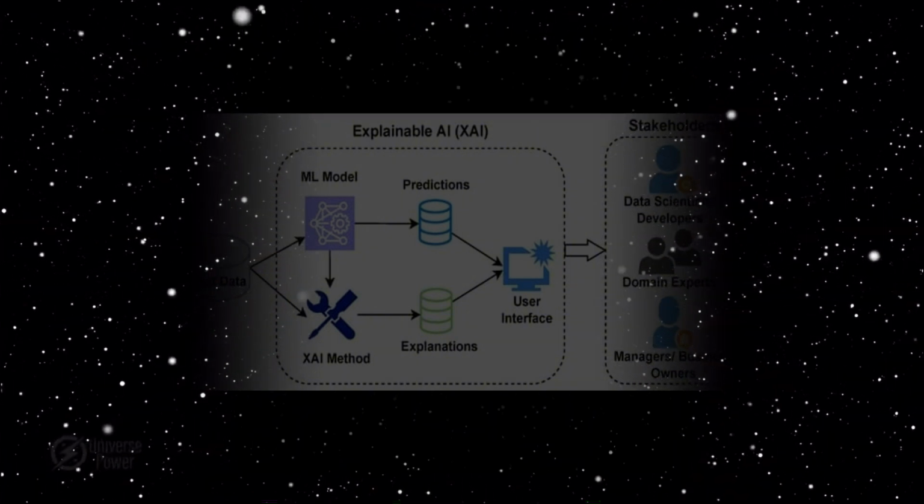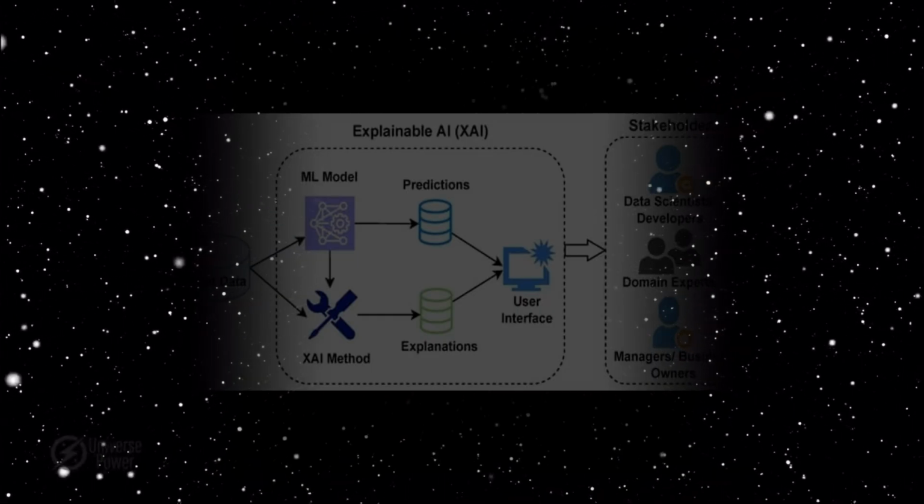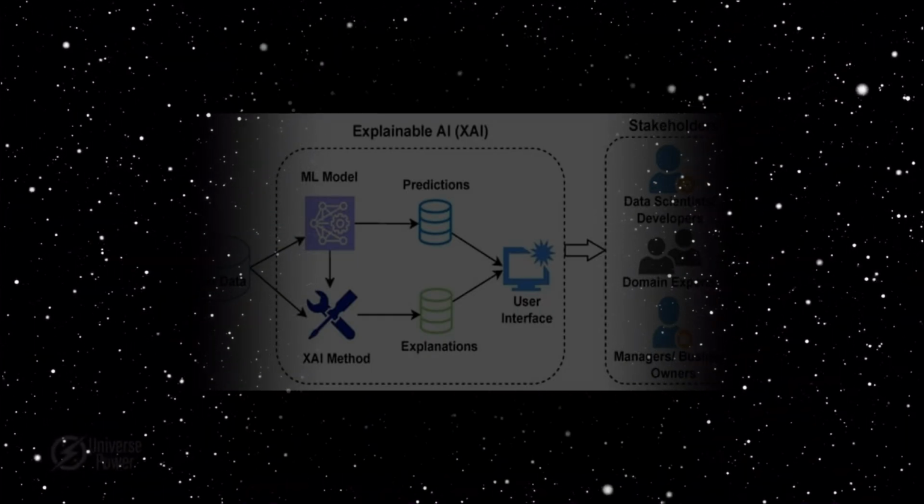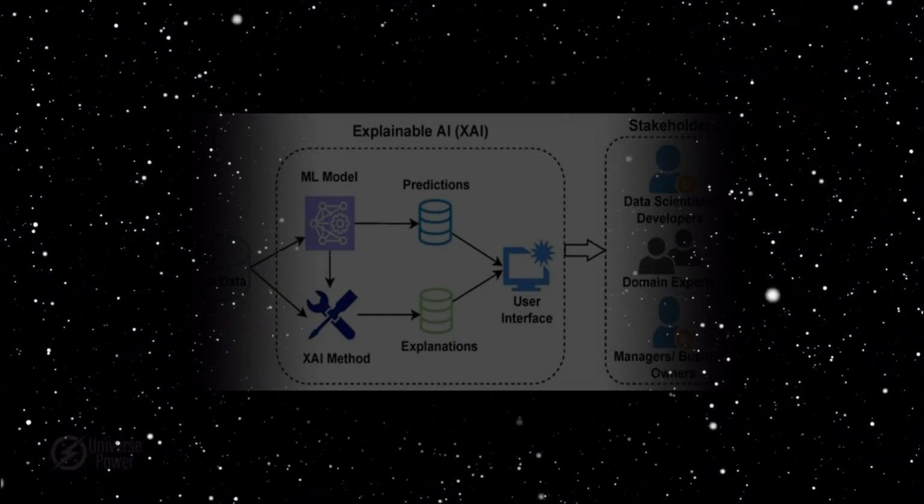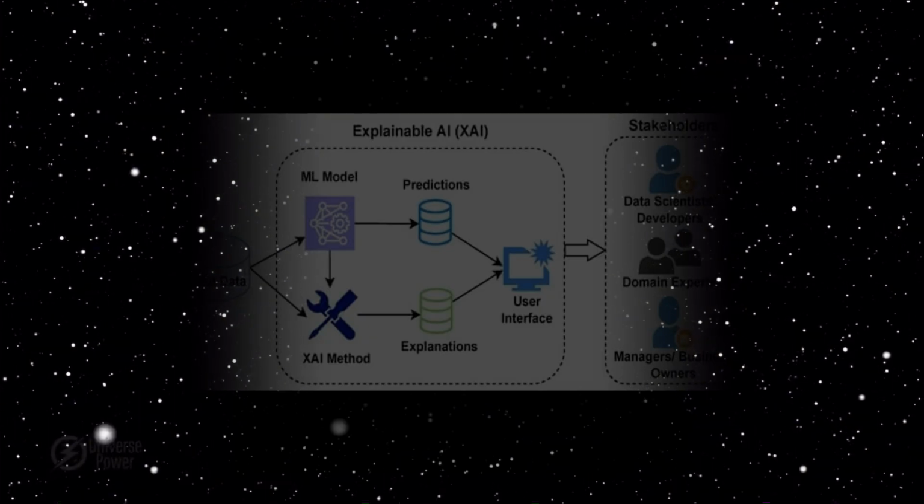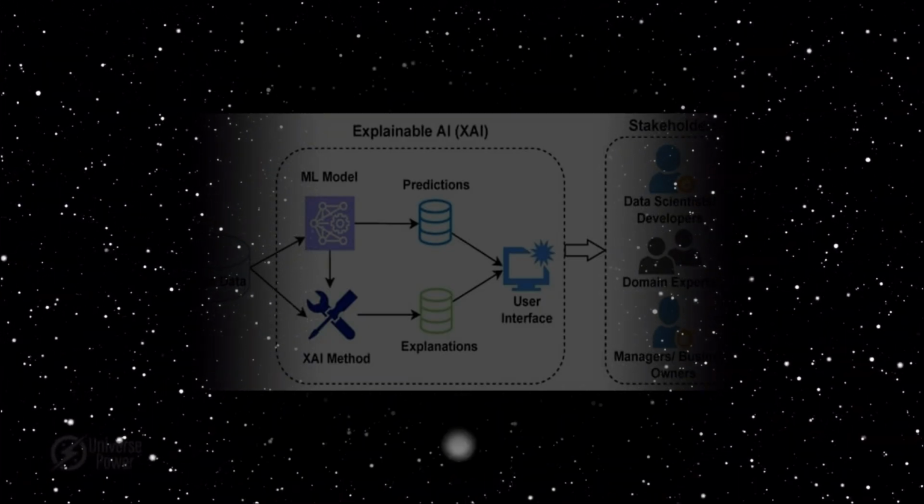As AI systems became more powerful, a problem emerged. Many operated as black boxes. They produced results without clear explanations of how those results were reached. This made trust difficult, especially in critical areas like medicine, finance, and law.